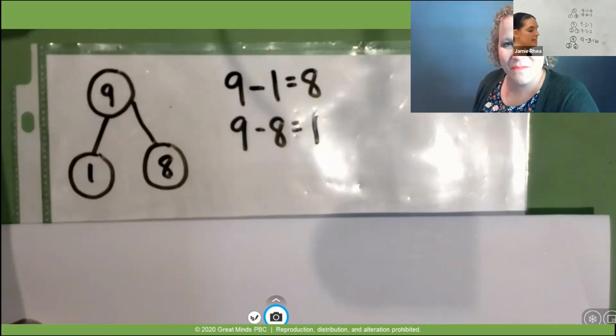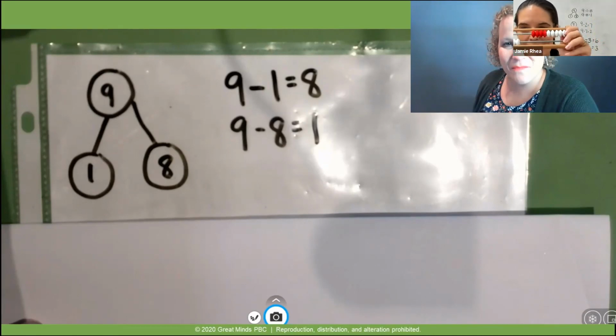What's my next way I can do that? I can start with my 6. So I could say 9 minus 6 equals 3. Do you notice something yet? We're going up by 1 every time. I started with 1, then I had 2, now I have 3. So let's see what's next.